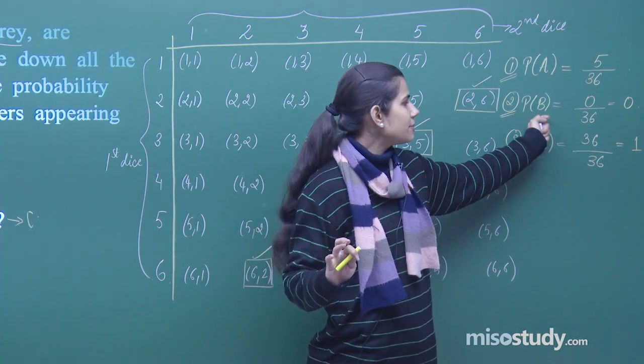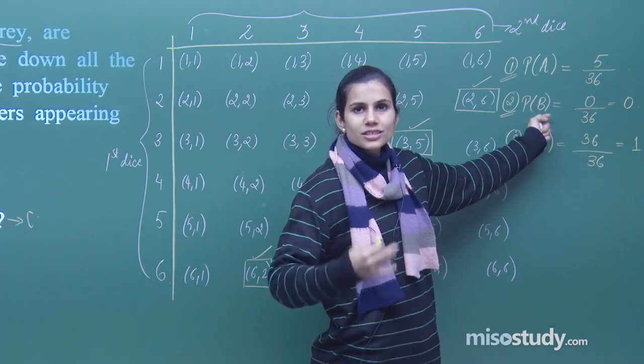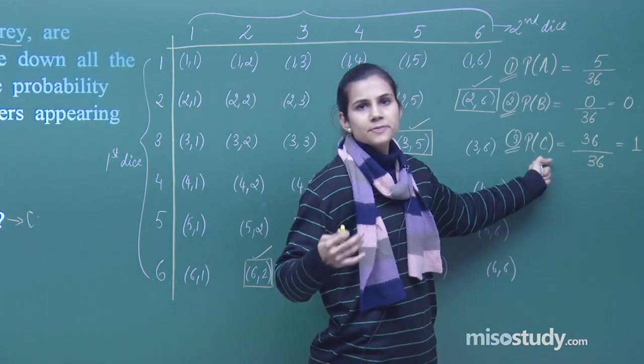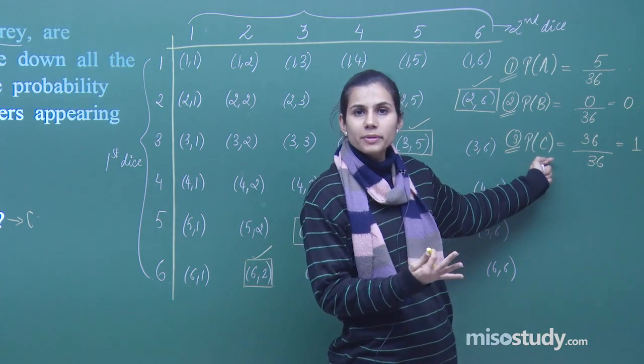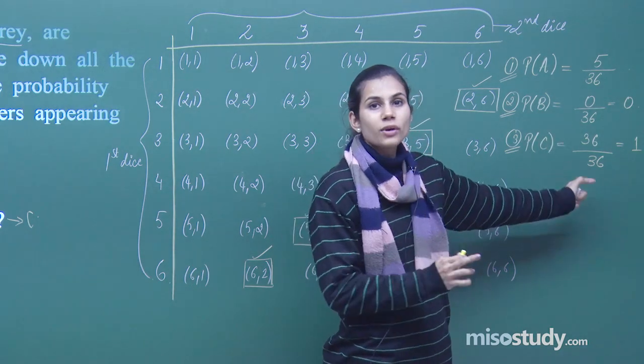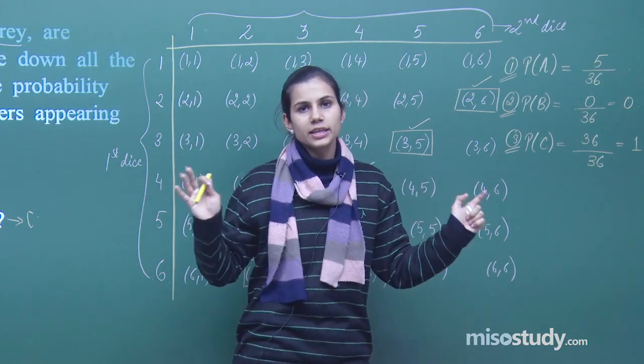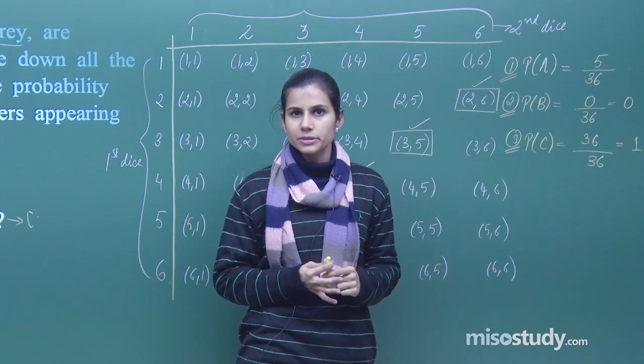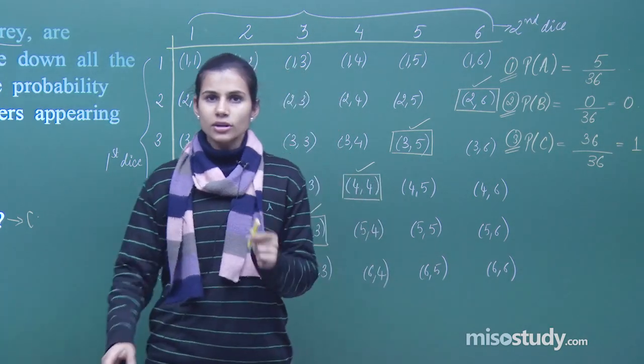This is an impossible event, it has probability 0, chances of occurrence is 0, and this is C, it has the maximum probability. You know, probability lies between 0 and 1. So, this has probability 1, which means it is a sure event. It will definitely occur in any trial of this experiment. Is it clear? I hope the context is very clear.